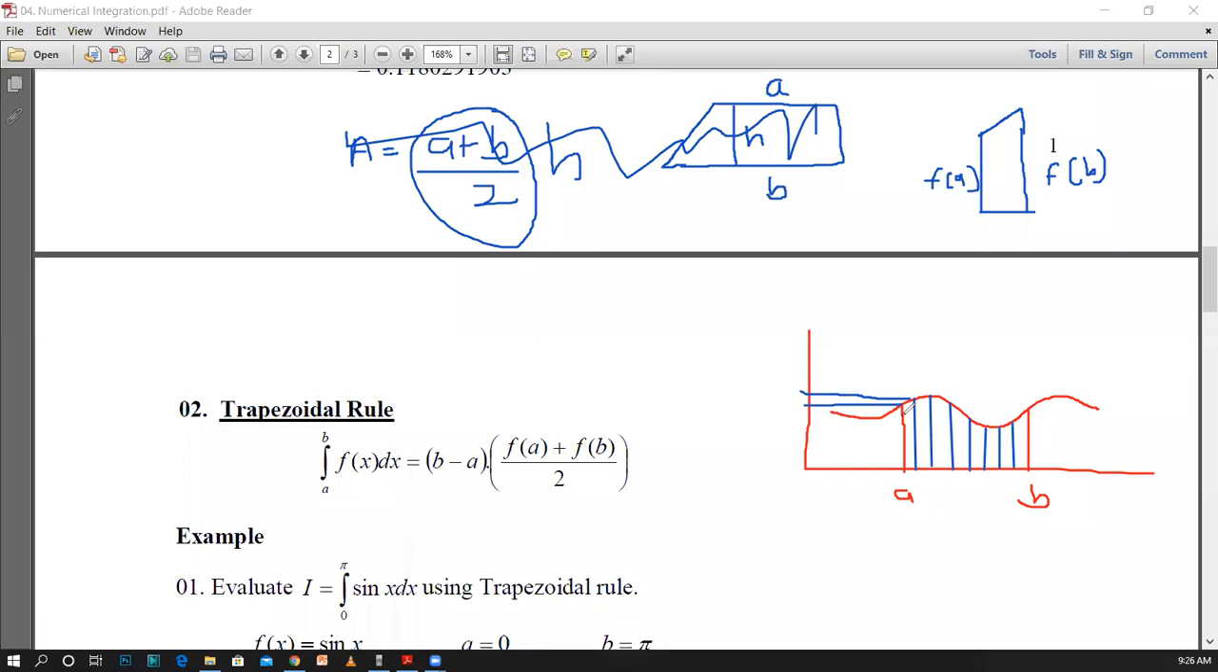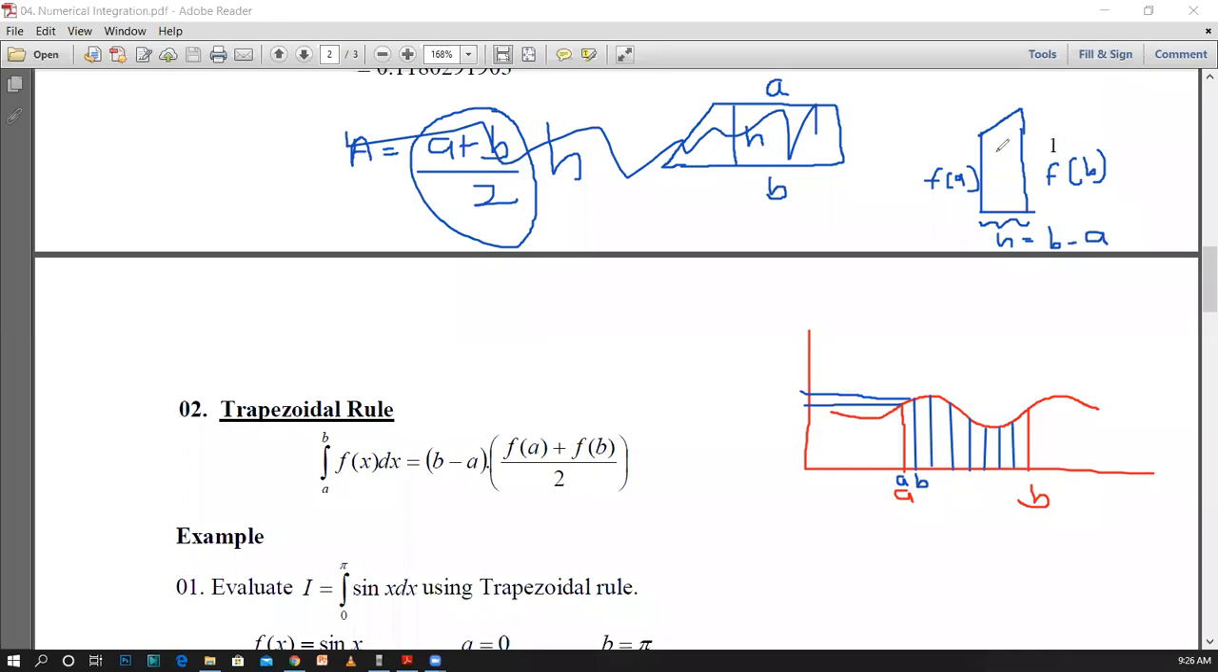And now we will consider a new value of B here and a new value of A here. Then if you consider this small region, these are the values for FA and FB, and this is the value for H. Therefore, the perpendicular distance can be obtained as H, and H can be defined as B minus A.